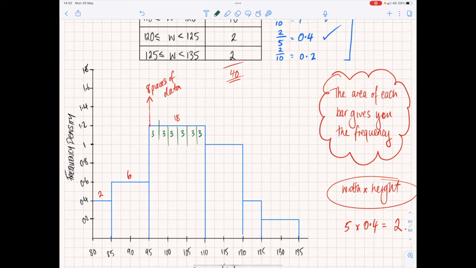So if I said I got to this point here, well, if 8 pieces of data was here, that's 11 pieces of data. This would be 14 pieces of data. At this point here, that's 17 pieces of data. And at this point here, I'm on 20 pieces of data. Okay.